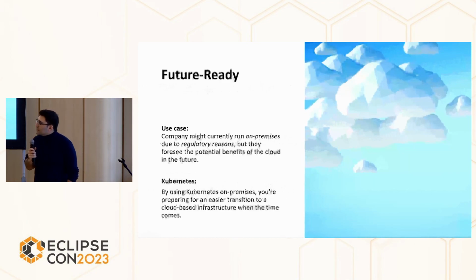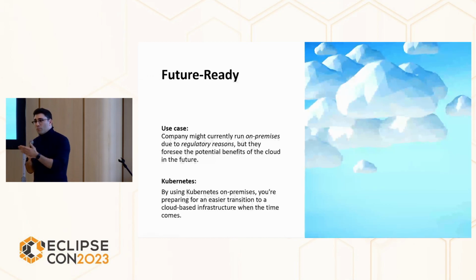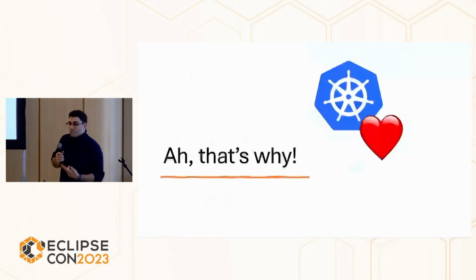And last but not least, future ready. I mean, there are companies that are running on-premise, and that makes sense because of regulatory reasons and many others. But at some point, you might see potential to move into the cloud, and that makes perfect sense. But if you are smart about it, you can use Kubernetes already today on-prem, and you're preparing because the transition will be super easy. If it runs on-prem on Kubernetes, it's going to 100% run in the cloud. For example, on Azure Kubernetes Service. So I think we all know why, and that's why we love Kubernetes, and that's why it's an amazing solution.